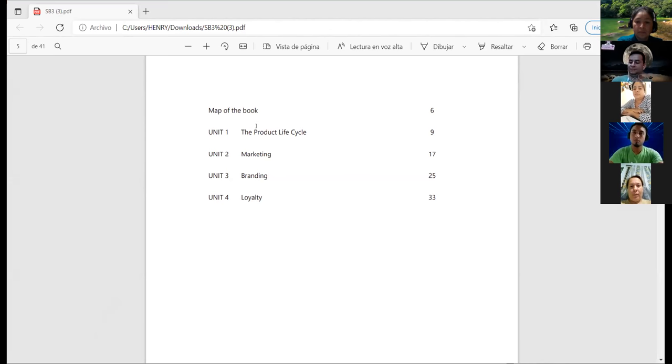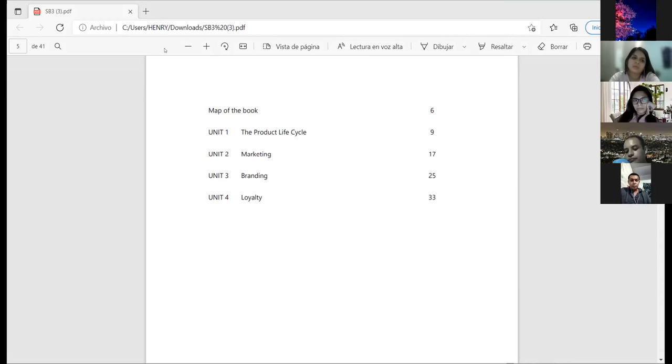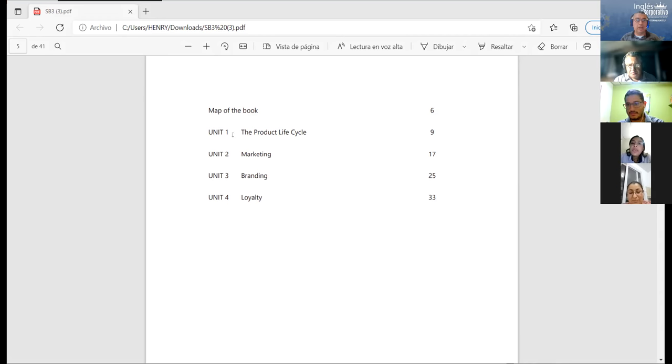Unit one, what we're going to do this week, the product life cycle, right? This is dealing with a little bit about business. Remember, this is English for work program, right? So there's going to be a lot of technical English words. Product life cycle, okay? And then we have marketing for unit two, and then branding, and then loyalty.